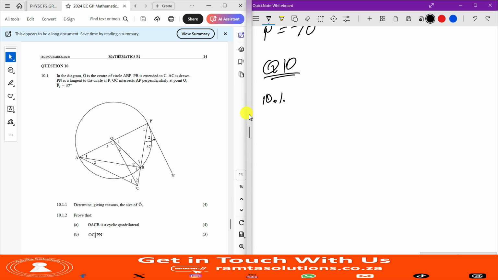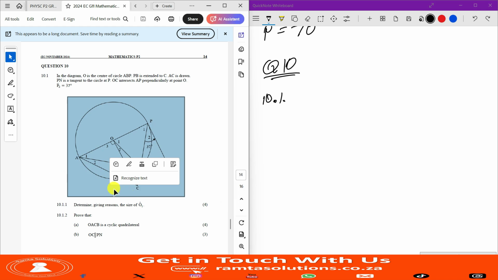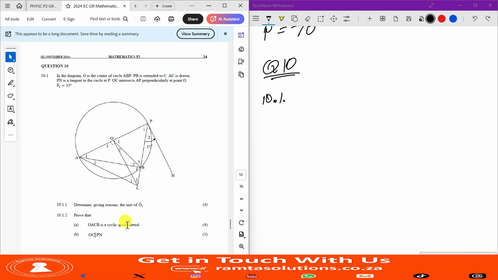In the diagram, O is the center of the circle ABP. BP is extended to C. AC is drawn. PN is a tangent to the circle at P. OC intersects AP perpendicularly at point O. Angle P2 is 37 degrees.